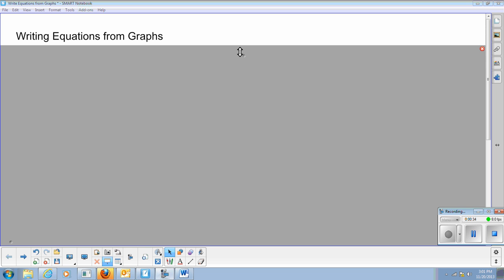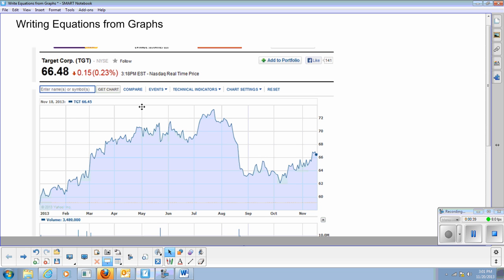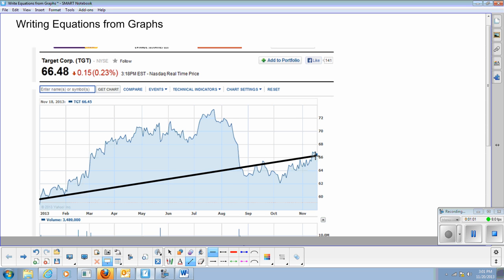So here to show you how this is used outside of our classroom, what I have here is a stock graph. This is the stock graph for Target. And it says that this time when I copied it, it was worth $66.48. Well, what we can do with our equations and graphs is they'll take a graph like this and draw a line on it. And they may draw a line and say, okay, if the stock price was here, and now it's here, I'll draw this long line and let's say, how much money did this stock make over the last year? And how much were they making per month?